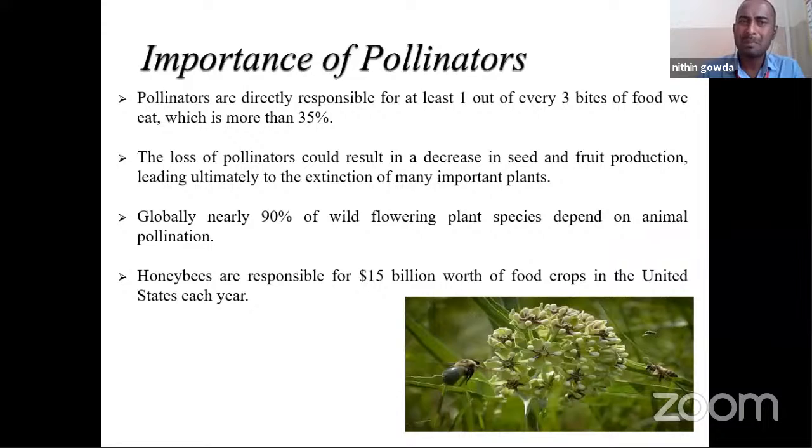Then what is the importance of pollinators? Why do we need to learn computational entomology? Please remember one thing: if you eat three bites of food, then for one of those bites, pollinators are directly responsible. That means overall 35% of the food production we are getting right now is because of pollinators. So we have to conserve them, because they are in danger.